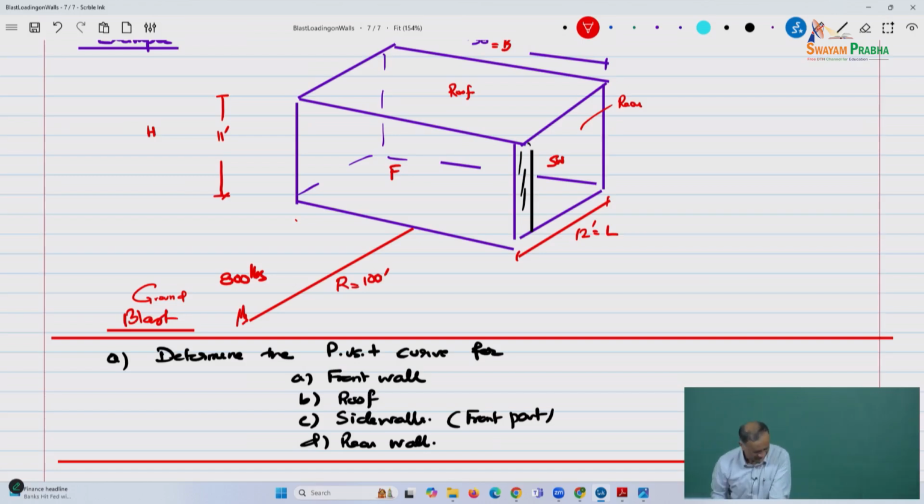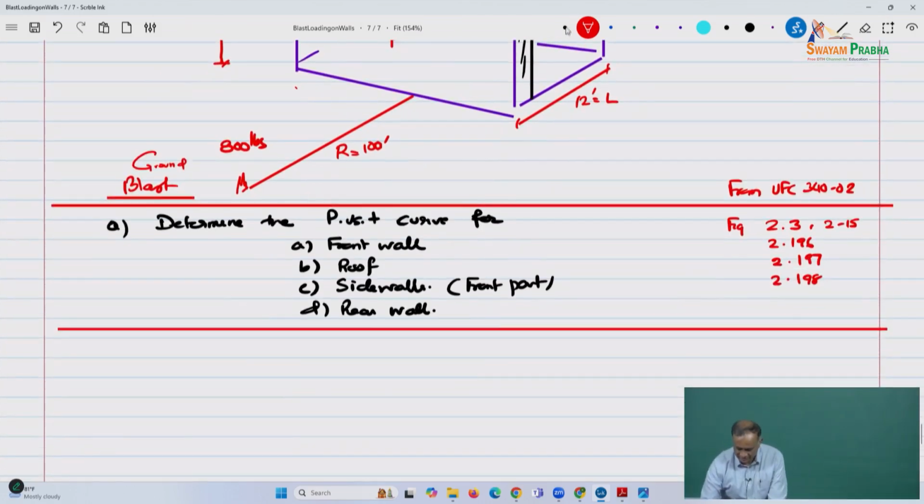Or Kavir. So the important figures I use are all from UFC 340-02: figure 2.3, 2.196, 2.197, 2.198, and 2-15. These are some, and I'll bring those references as we go along. So the first step, these are all optional steps.